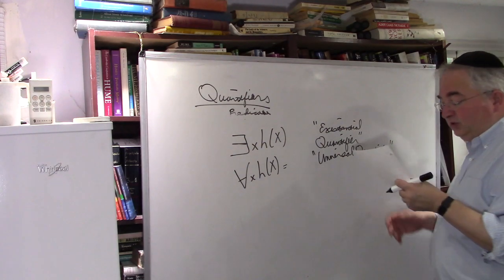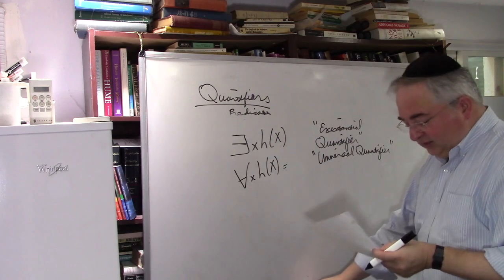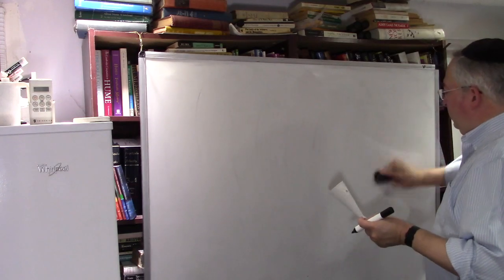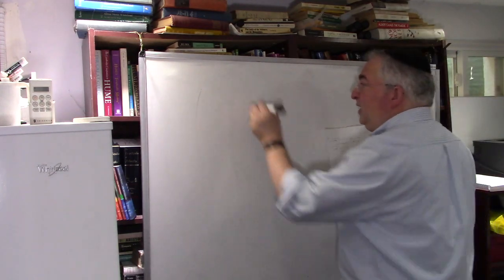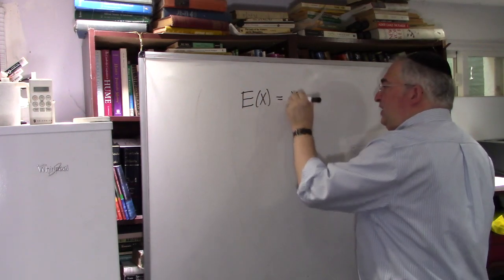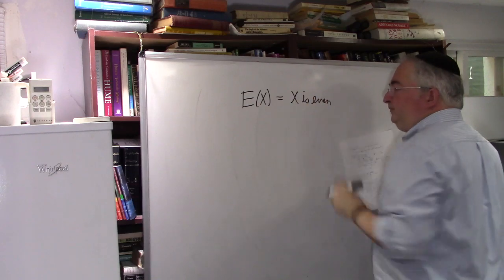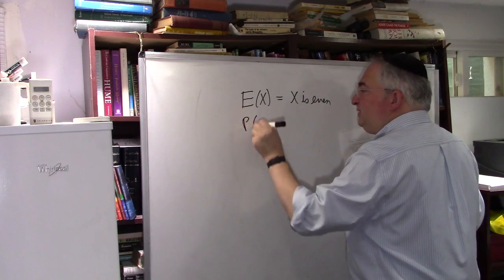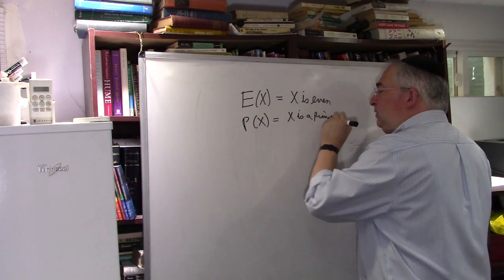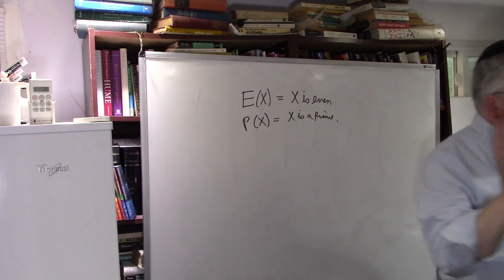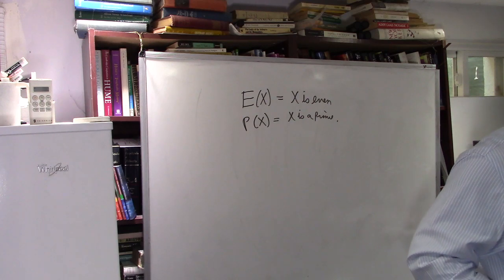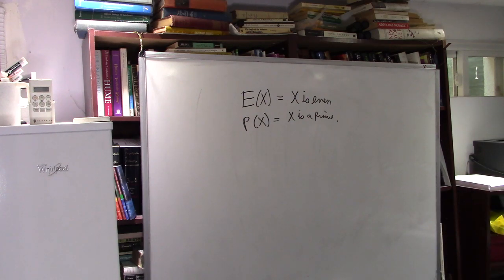Okay, so let's talk about this. Let's do a more exact example, and we'll see what we mean. E of X stands for, now we're talking about numbers, X is even. P of X stands for X is a prime. So now we're not talking about people and who's happy and who's not happy. We're talking about real numbers, and then we have real answers.